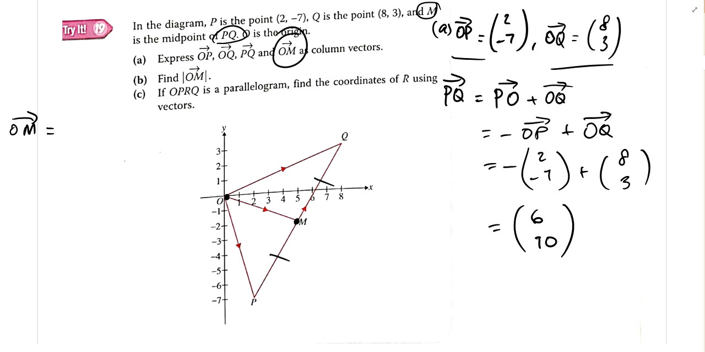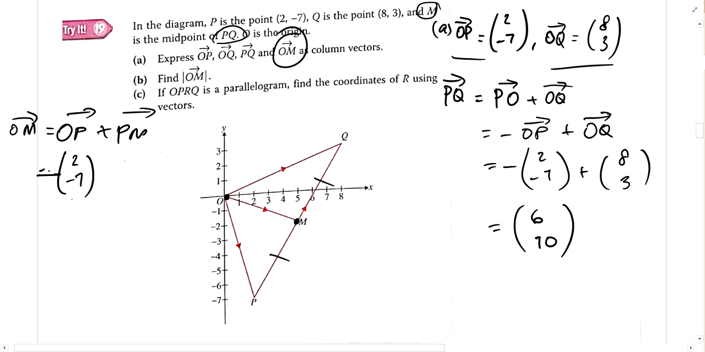OP, you want to go to OP first? O to P, and then P to M. Okay. Do we have OP already? Yeah, okay. So OP was settled already. That is 2, negative 7. Then what about PM now? What information do we have about PM? So it is half of PQ. Right, PM is actually half of the vector PQ.